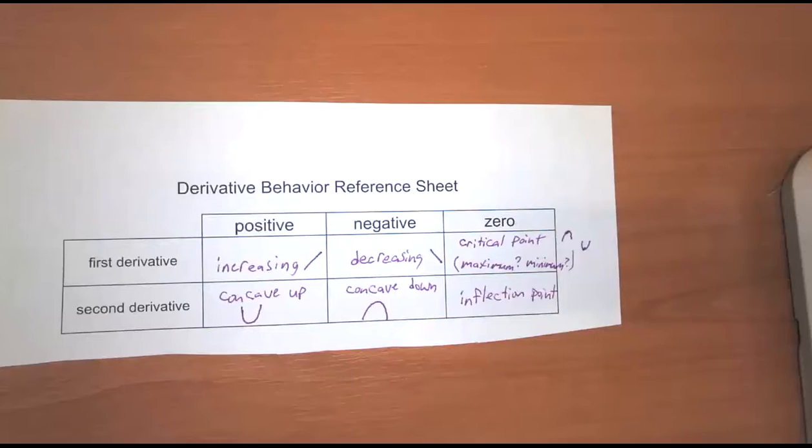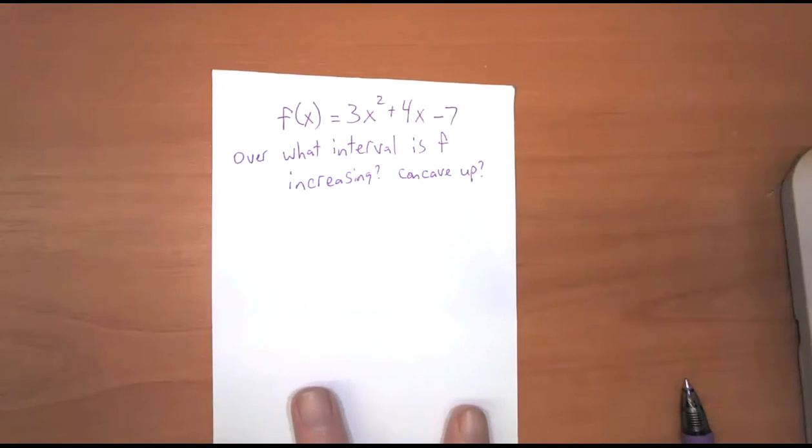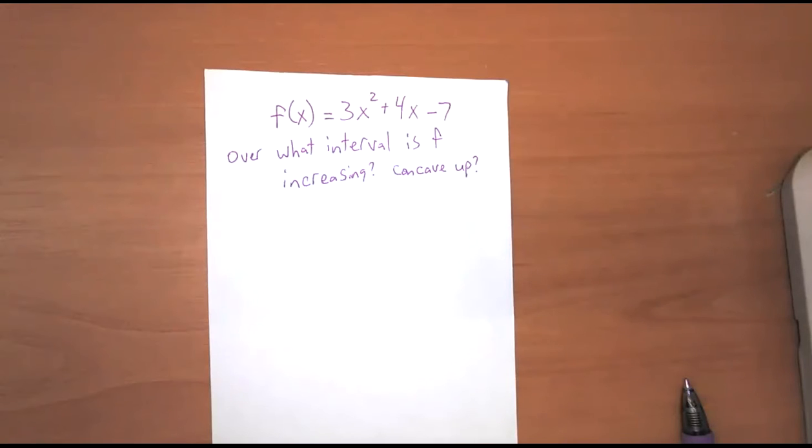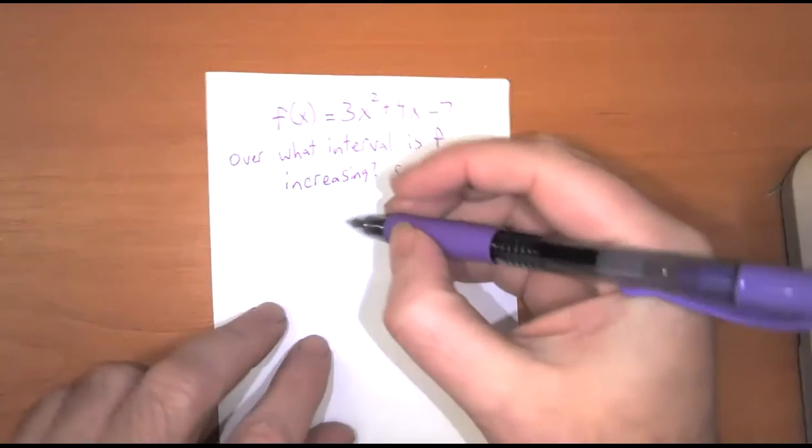Let's take a look at a sample problem to see examples of how we can calculate the intervals where a function has certain behaviors. So in this problem, I am defining f of x to be 3x squared plus 4x minus 7. And the question that I'm asking is over what interval is f increasing, and also over what interval is f concave up. Okay, so let's break this into two parts.